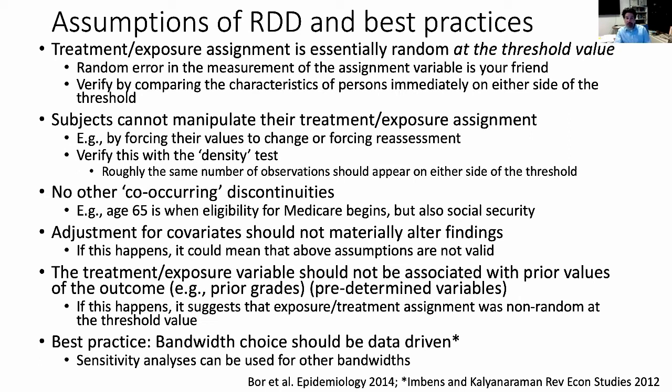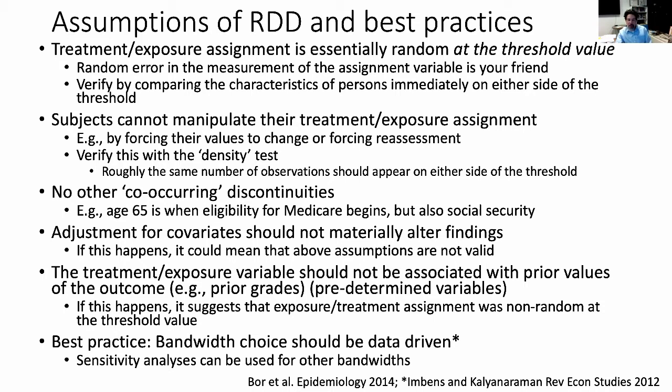So of course there are assumptions for regression discontinuity designs and also best practices. The first is that treatment assignment is essentially random at the threshold value. This can't be violated. In this case, I think I said random error in the measurement of the continuous variable is your friend. It really is what enables this design to work, and you can verify this by comparing the characteristics of people immediately on either side of the threshold.